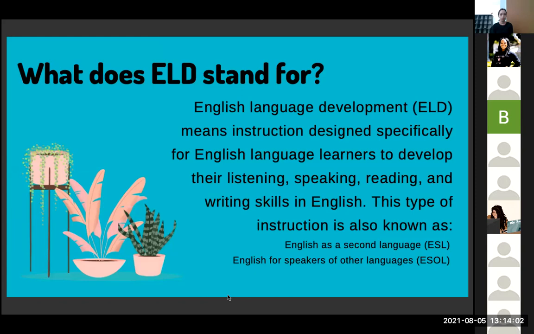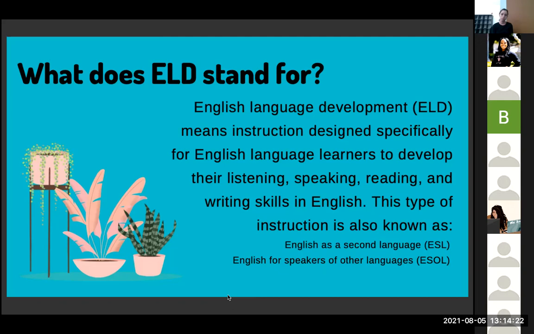So what does ELD stand for? That's the term you're going to hear all the time. ELD, designated ELD. So we're just going to focus on what is ELD. That just stands for English language development. And that means that it's instruction designed specifically for English language learners to develop their listening, speaking, reading, and writing. Again, those 4 skills in English.